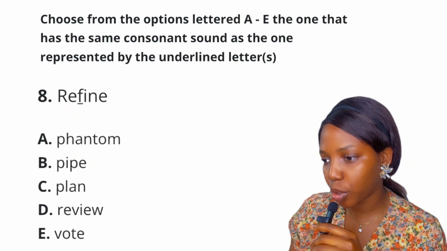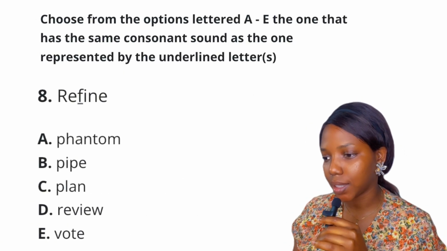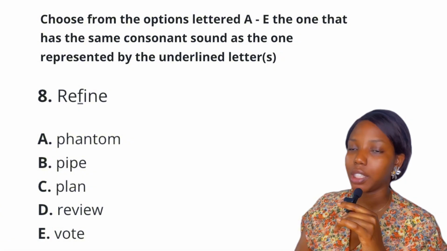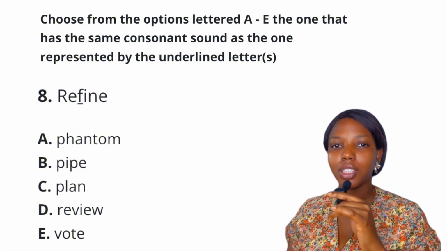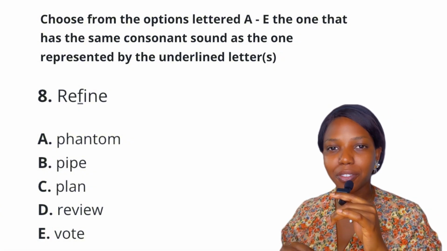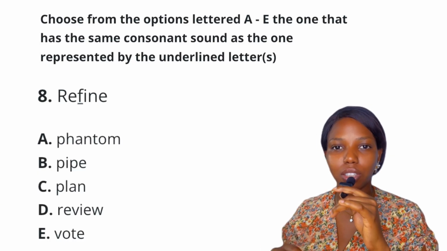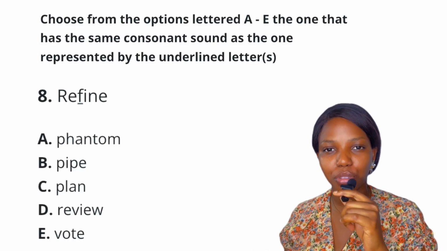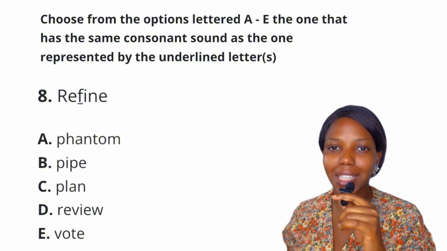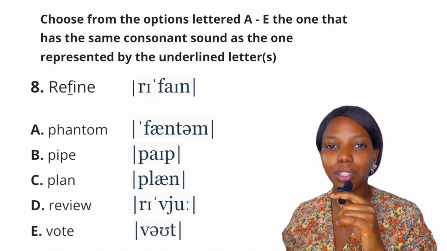Question 8. Choose from the options lettered A to E the one that has the same consonant sound as the one represented by the underlined letters. This is a sneaky consonant question and 95% of candidates rush it and fail. So we're going to slow down and get it right. The given word is "refined". Letter F is underlined and it is F. This is a voiceless sound.